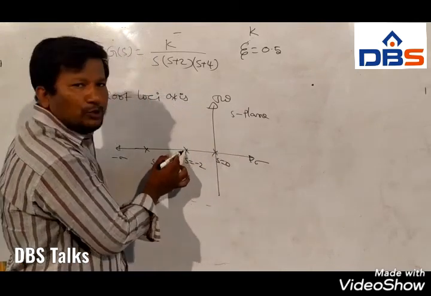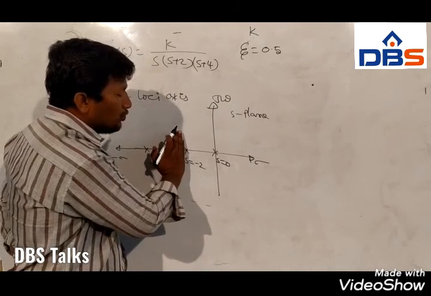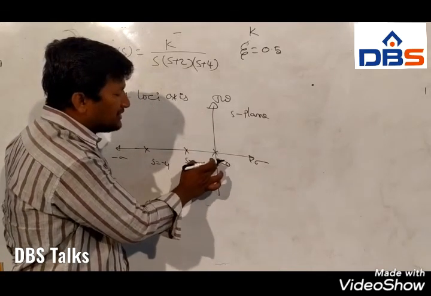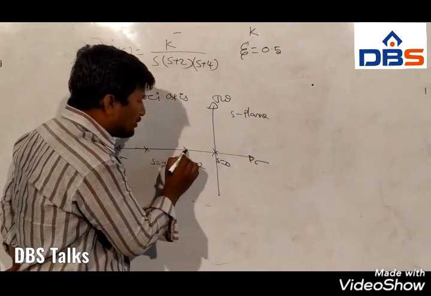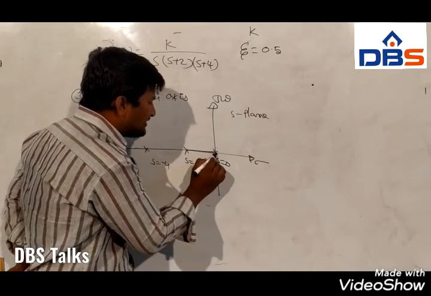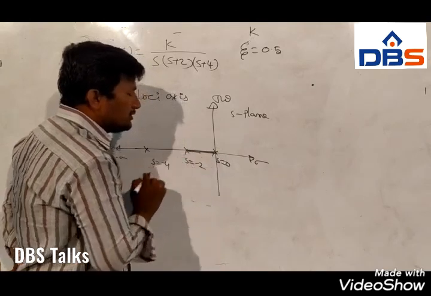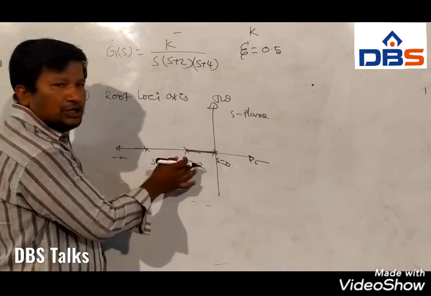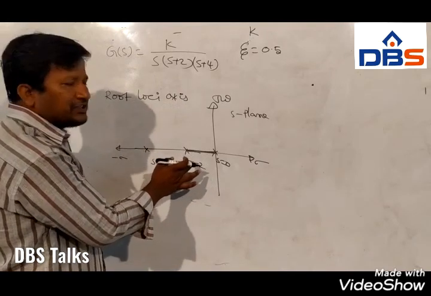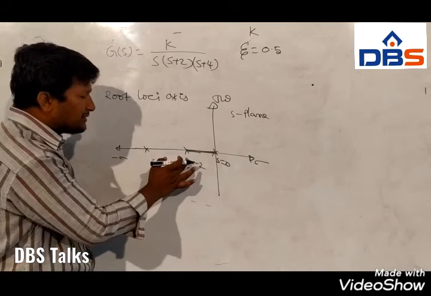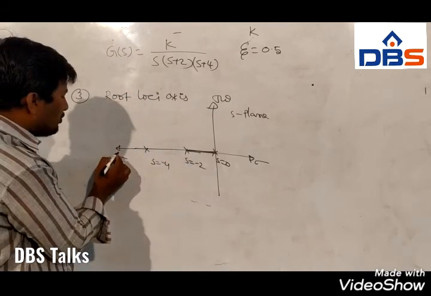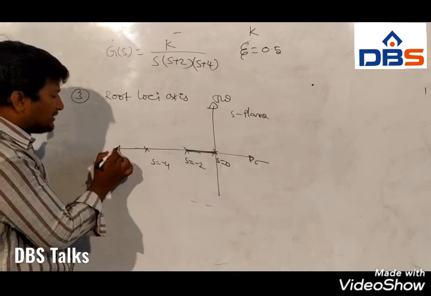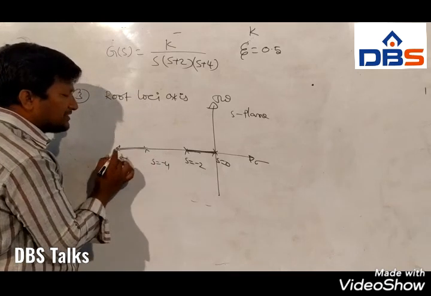Now coming to s equal to minus 2. Before this one, only one pole is there, that is s equal to 0. So that one is an odd number, so a branch is existing. So tick mark it with a dark shade. And coming to s equal to minus 4, before that one, two poles are there. The two poles is an even number, so there is no branch existing between minus 2 and minus 4. Now taking minus infinity as another point, before that one, three poles are there. That's why here another branch is existing.